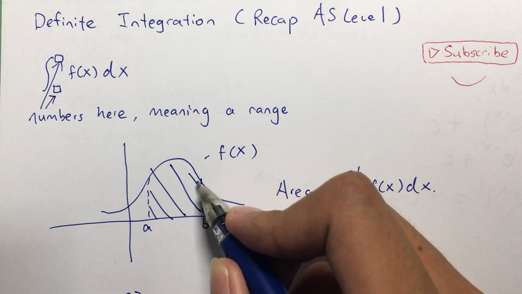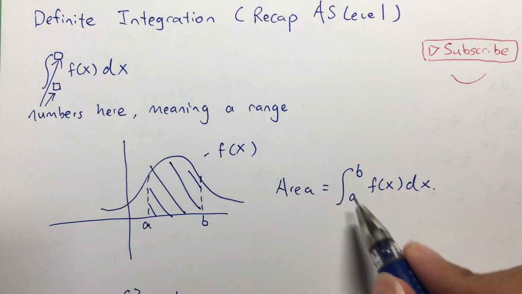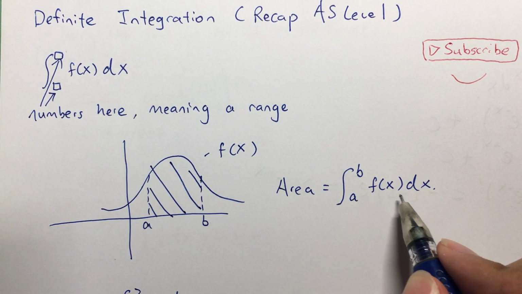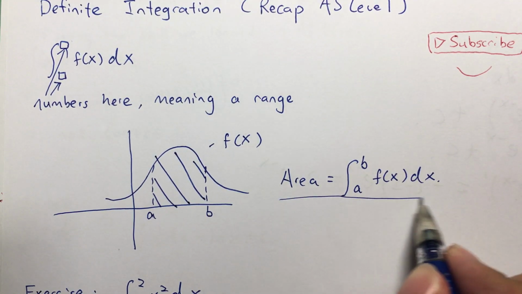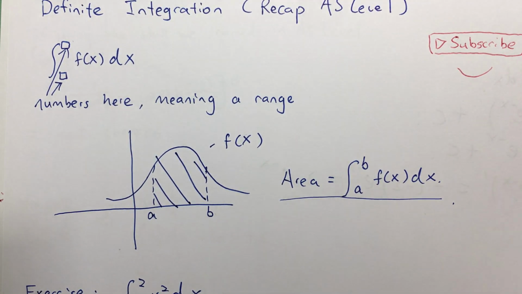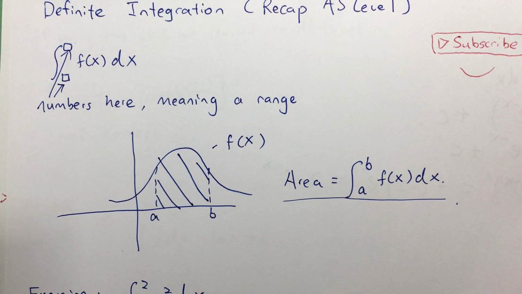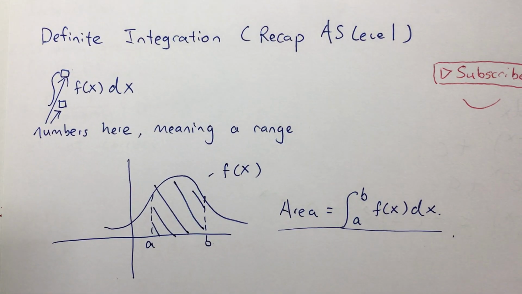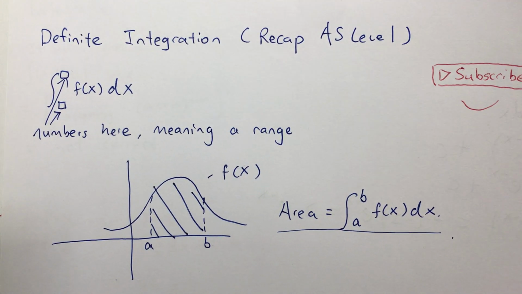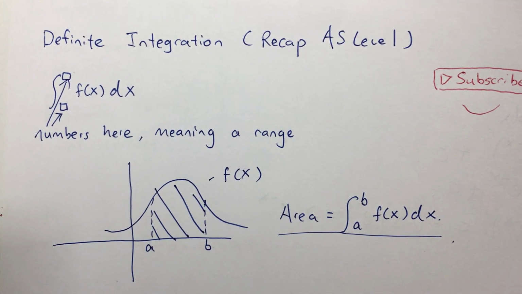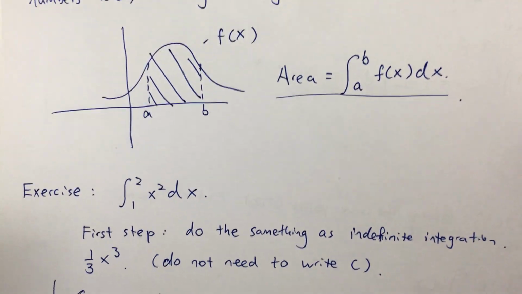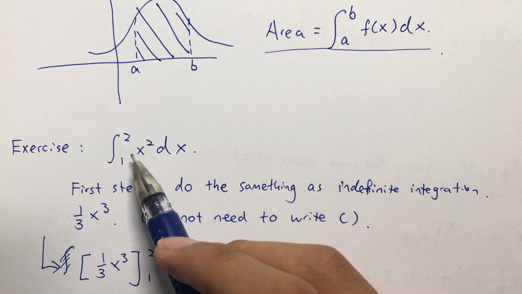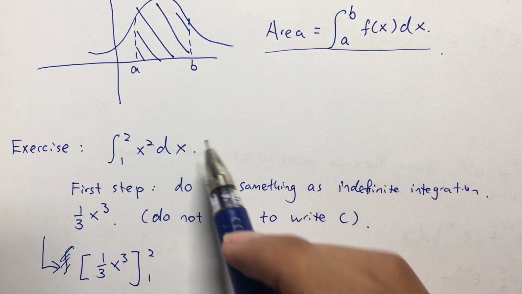So if we want to calculate this part of the area, we can apply the formula, integration from a to b of f(x) dx. The a and b usually just mean a range from a to b. Okay, so that is the basic idea of integration. And so how do we calculate this? Well, we have a way. Now let's try the simplest question, which is from 1 to 2, integrate x squared dx.